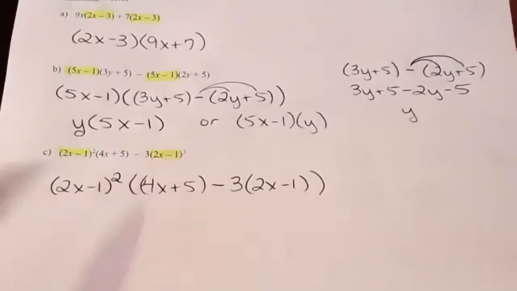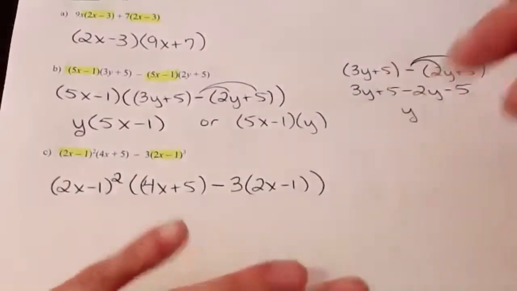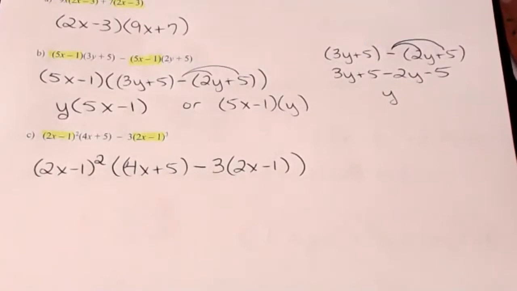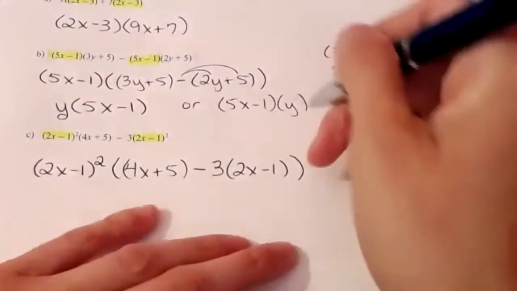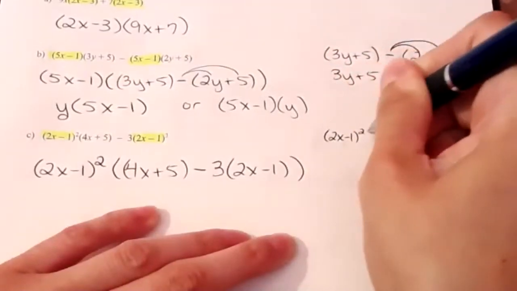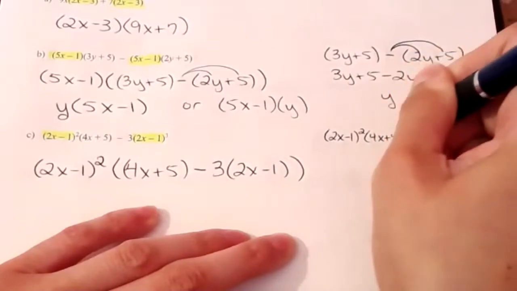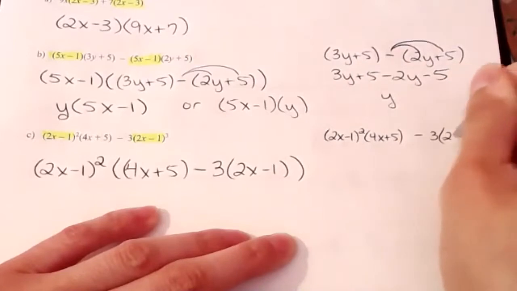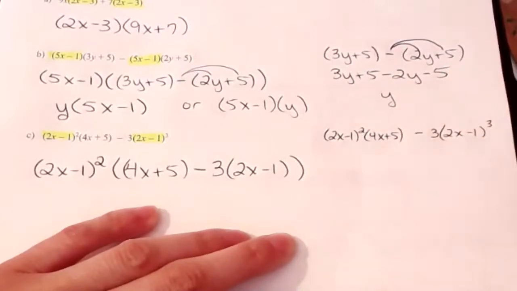Now, just to reiterate, I want to show you visually what this looks like. So I'm going to write something on the side that looks a little crazy. Let me spotlight my video. Give me 1 second so that I make sure that this doesn't go everywhere. I want to show you, if you had 2x minus 1 squared times 4x plus 5, that's your first term. And then we have minus 3 times 2x minus 1 to the 3rd power.